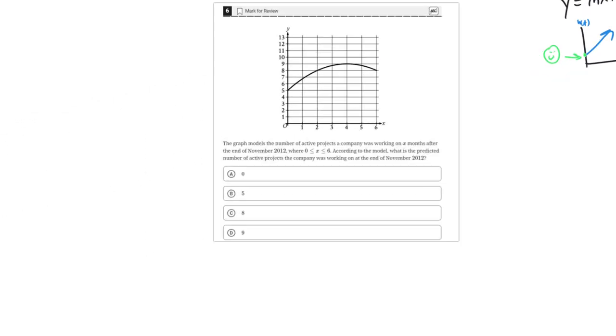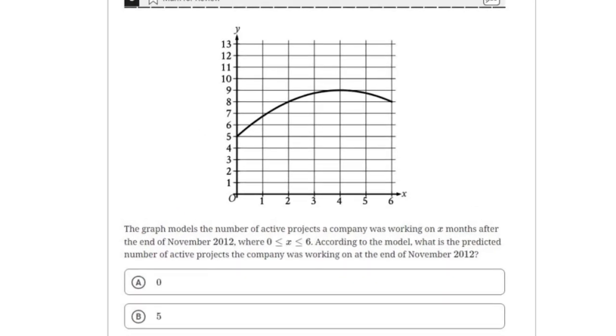So that's really the insight that's necessary for this, because they told you what this graph means. Now it's very boring, so you have to sort of, you know, begrudgingly read it and understand it, right? So the graph models the number of active projects. Oh God, I'm falling asleep already. A company was working on X months after the end of November 2012. So what does that mean? That means that this is November 2012, and these are all the months after November 2012, right?